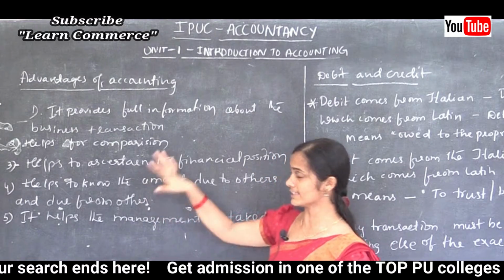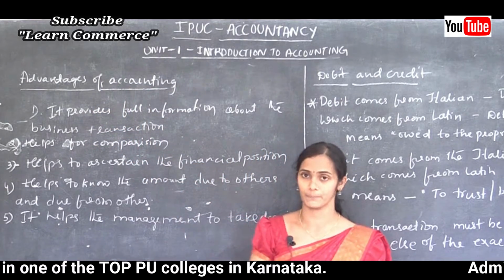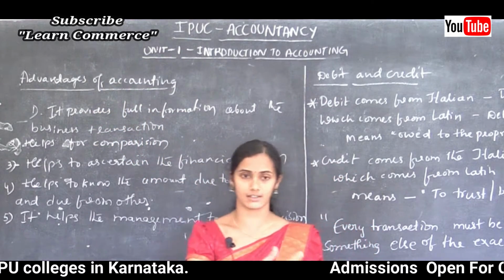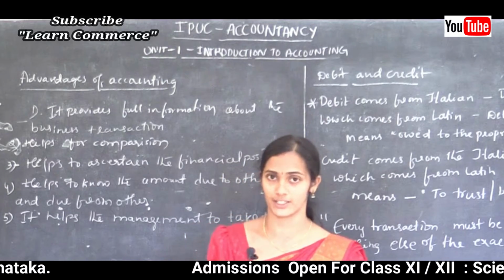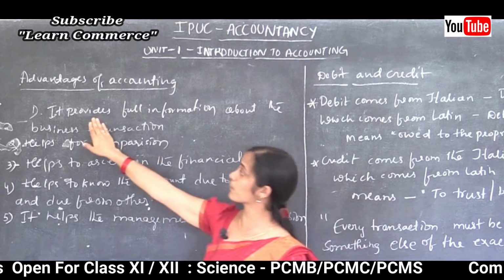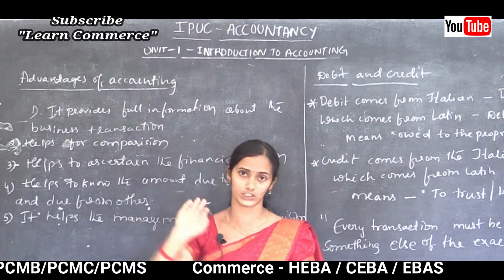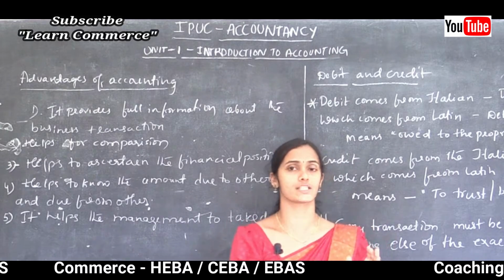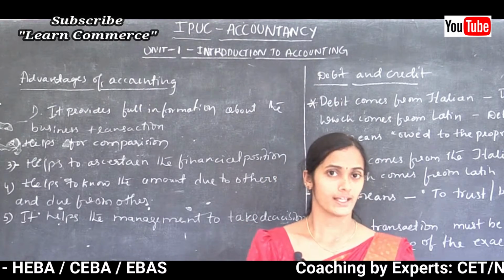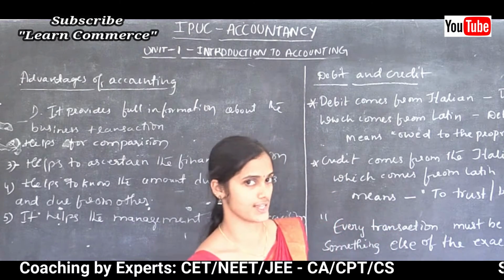Right? So in this class we will study the advantages of accounting. We know the objectives of accounting; accounting also helps many sectors. It provides full information about the business transactions. What is the main purpose of accounting? The main purpose of accounting is to record the business transactions.